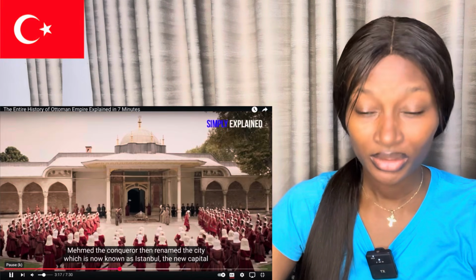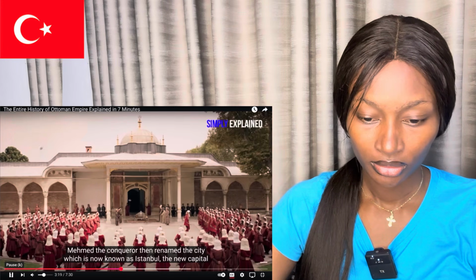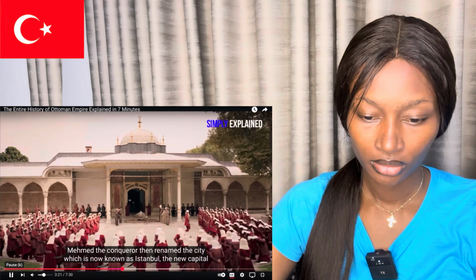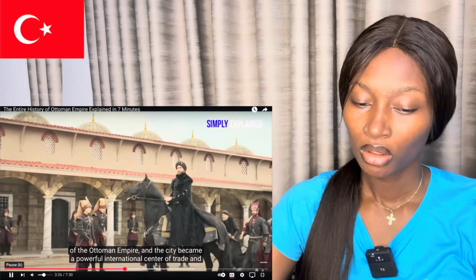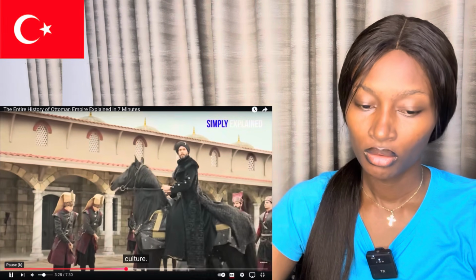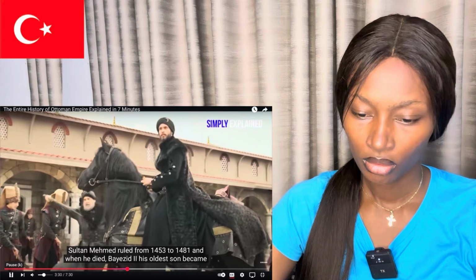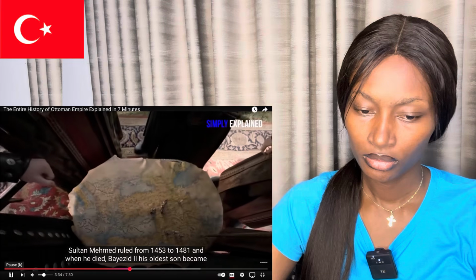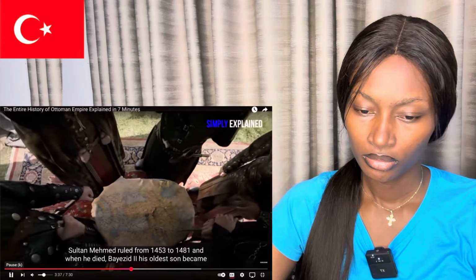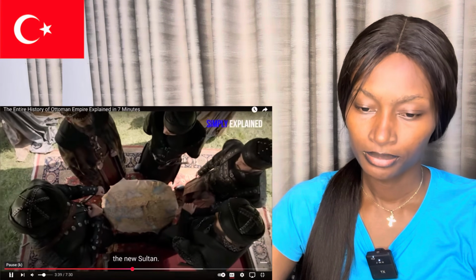Mehmed the Conqueror then renamed the city, which is now known as Istanbul, the new capital of the Ottoman Empire, and the city became a powerful international center of trade and culture. Sultan Mehmed ruled from 1453 to 1481, and when he died, Bayezid II, his oldest son, became the new sultan.